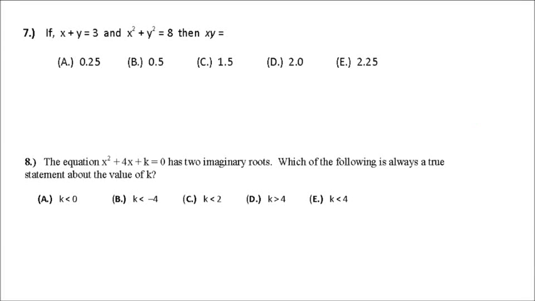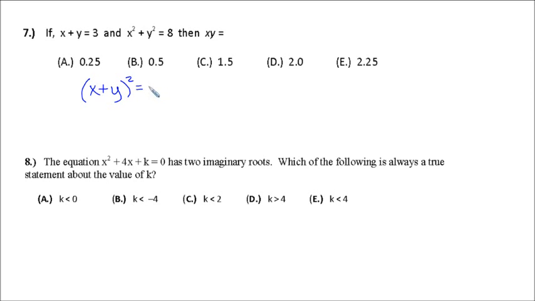Okay, number 7 says if x plus y equals 3 and x squared plus y squared equals 8, then the product x times y equals what? In order to solve this problem, you've got to be familiar with how something like x plus y squared would expand if we went ahead and either applied binomial theorem, FOIL, or the box method, of course.